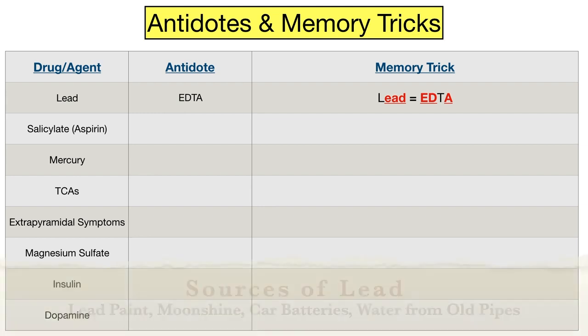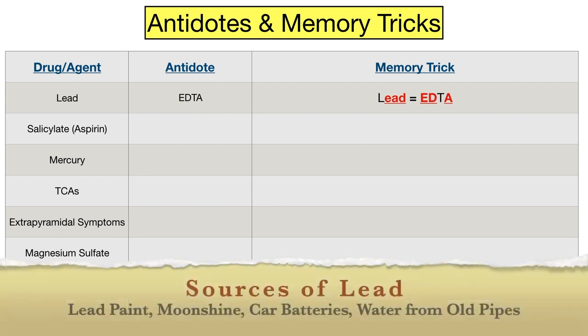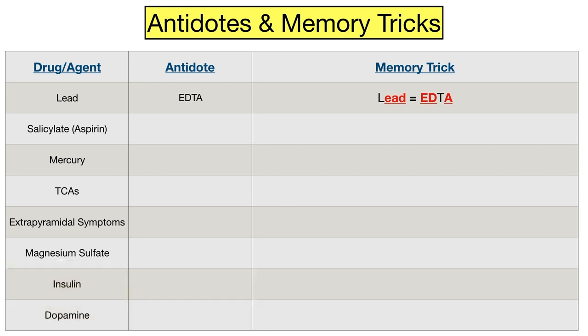On medical and board exams, sources of lead may include lead paint in older homes, moonshine, which is made in stills that contain lead, car batteries, or water from old pipes, to name a few.